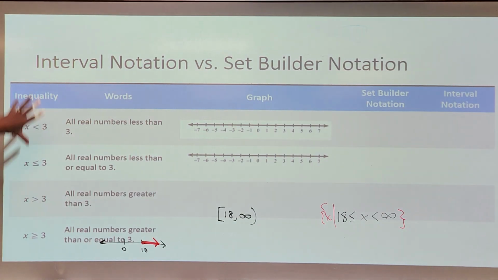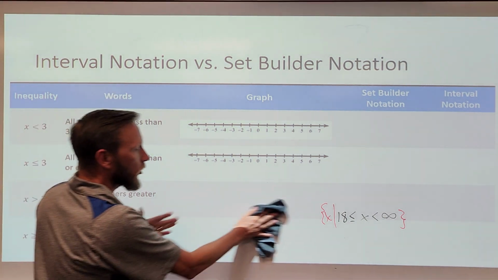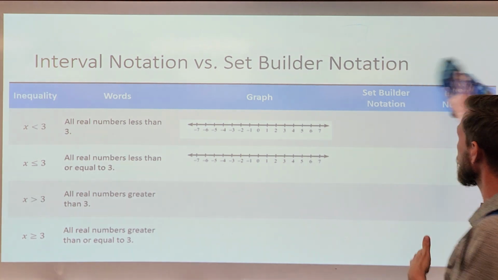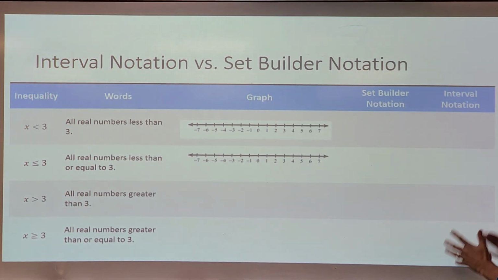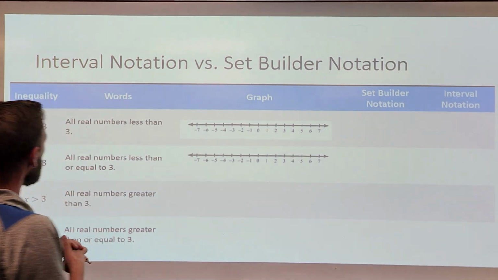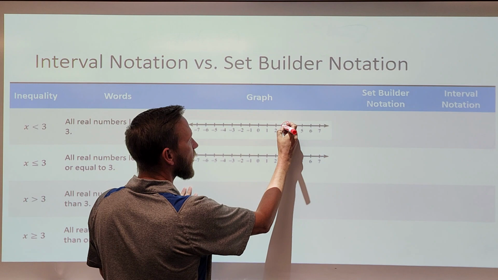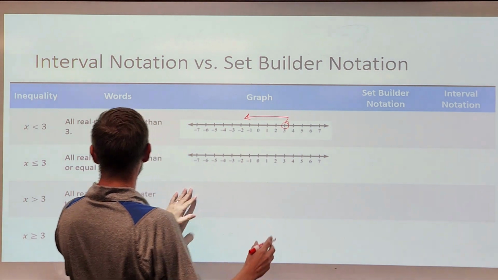So here's a situation where we have the inequalities drawn up. We have the word form of this inequality, the graph form of the inequality, the set builder notation, which was the last column, and the interval notation, which was the second to last column on the last slide. And what we're going to do is just mess with that a little bit. So x is less than 3. We're talking about all of the values that are to the left of or less than 3.